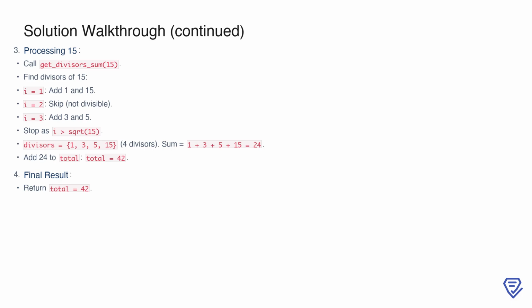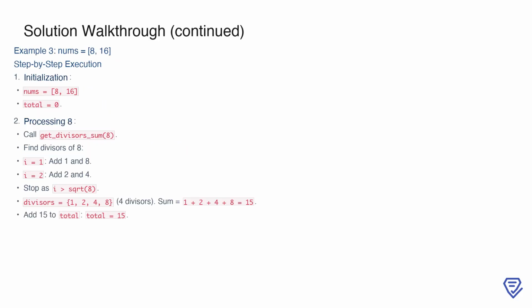The divisors set is now 1, 3, 5, 15, and it contains exactly 4 elements. We calculate their sum, 1 plus 3 plus 5 plus 15 equals 24. Adding this to the current total updates it to 42. With no more numbers in nums, we return the total, which is 42.